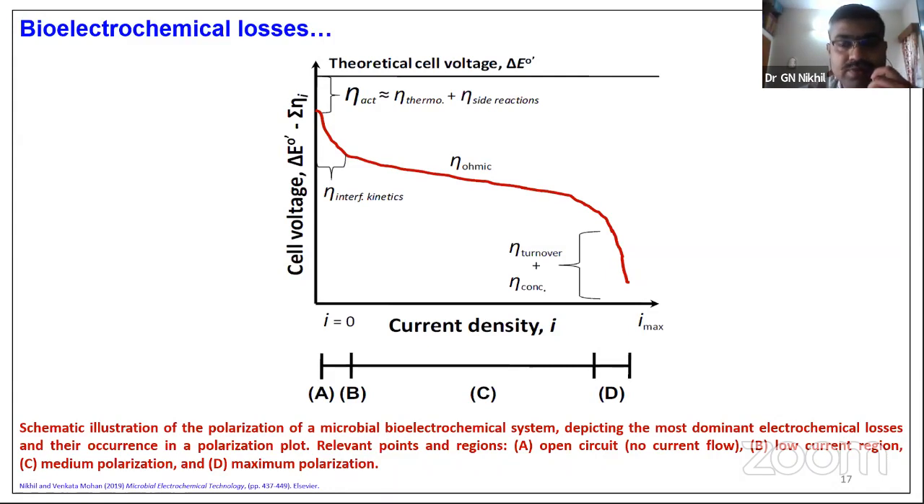So there are substrate and bacterial biofilm affinity of that substrate. Like that, there are so many reasons attributed for the losses. So we will see as we proceed. So this is the information.